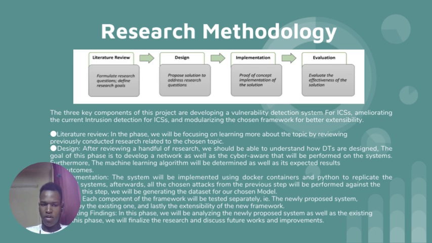The second one is design. In this phase, we're gonna design the actual network, and also design the attacks. In this phase as well, we're gonna determine the machine learning algorithm that we will choose to train our model. The third one is the implementation, the phase where we will try to implement what we already designed earlier.